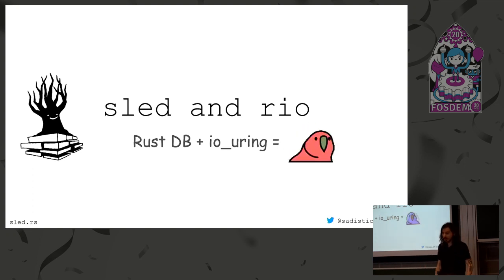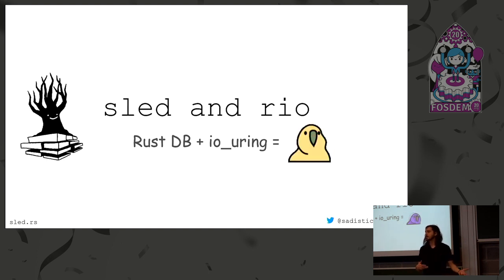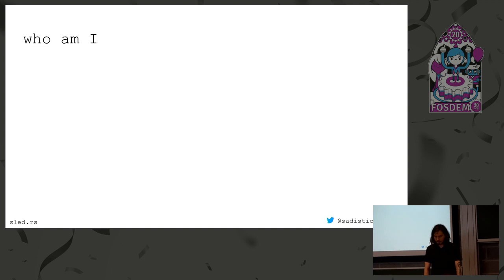Thank you. So the recent project I've been working on is called Rio, and that's an io_uring library. io_uring is extremely exciting. In my opinion, it's the most exciting thing that's been happening in the Linux kernel for the last 10 years. And I will be applying it to my database, sled, which I've been working on for the last 4 years. And sled is an embedded database for the Rust community. And let's get started.